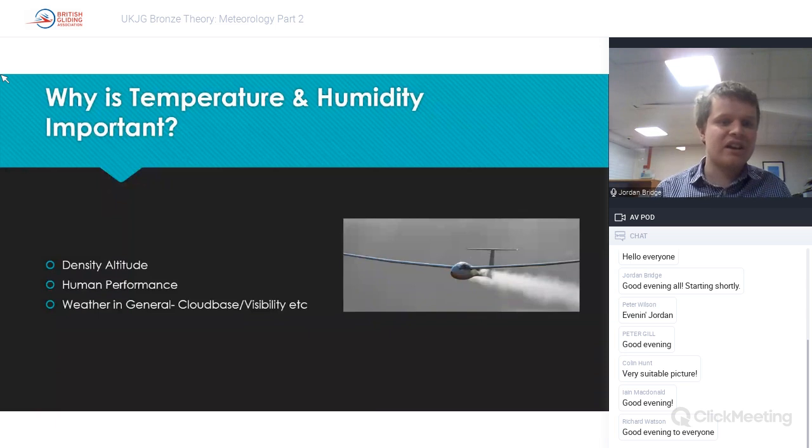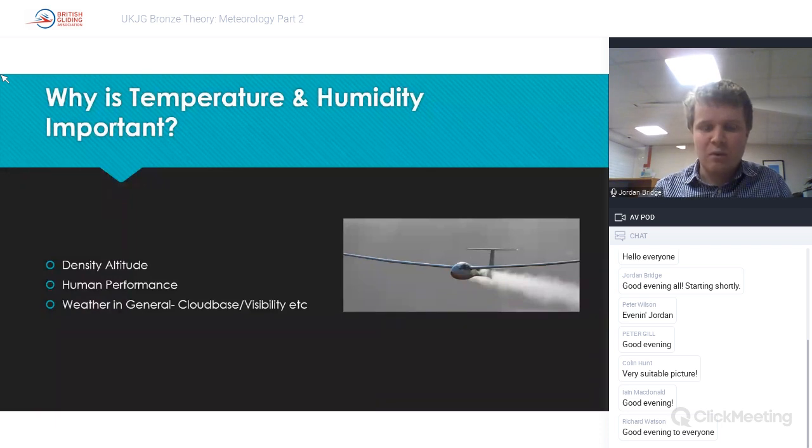Then you've got the weather in general, cloud base and visibility, where, as I mentioned earlier, the temperature and the humidity percentage do make a big difference. Just look at my notes here to see if there's anything else.